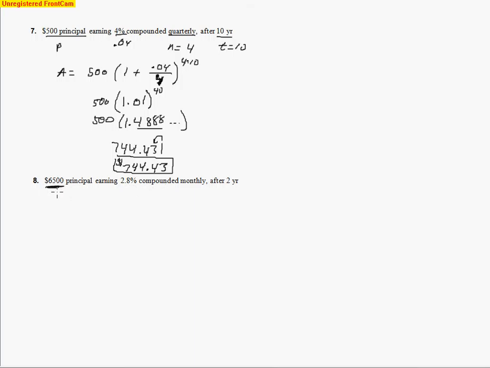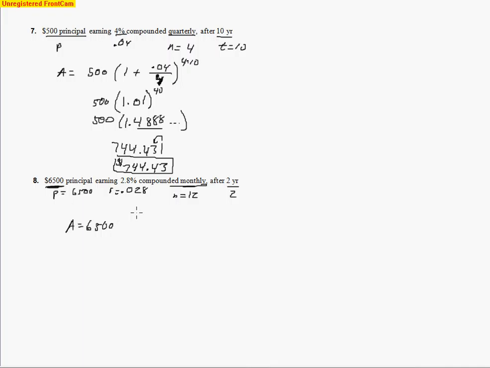So again, our principal is equal to 6,500, and our rate is 0.028. So not as big of a rate, but look at what we're compounding it by. We're compounding it monthly. So N equals 12, and we're doing it for 2 years. Now, we're not doing it for as long, so we're not going to see that number be as high, but the compounding periods are pretty good size. So let's take a look at it.